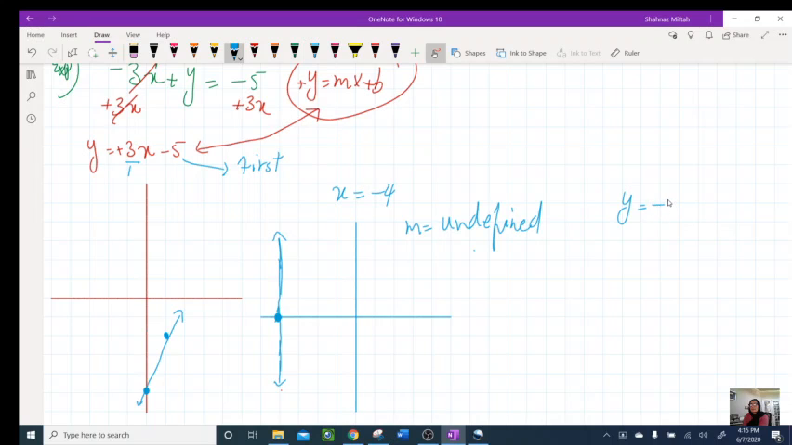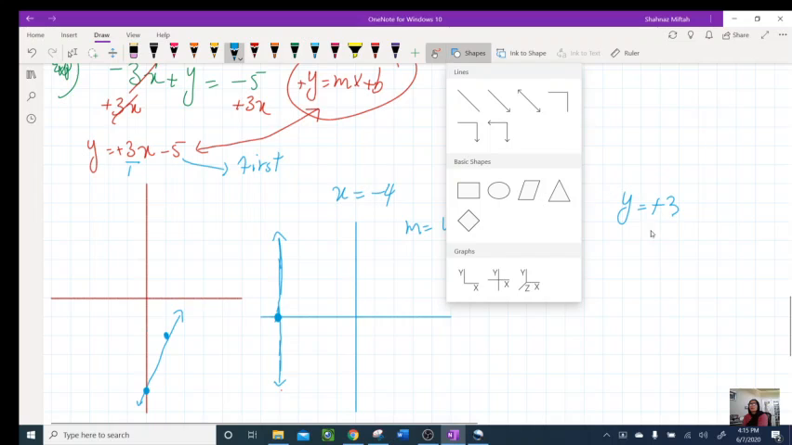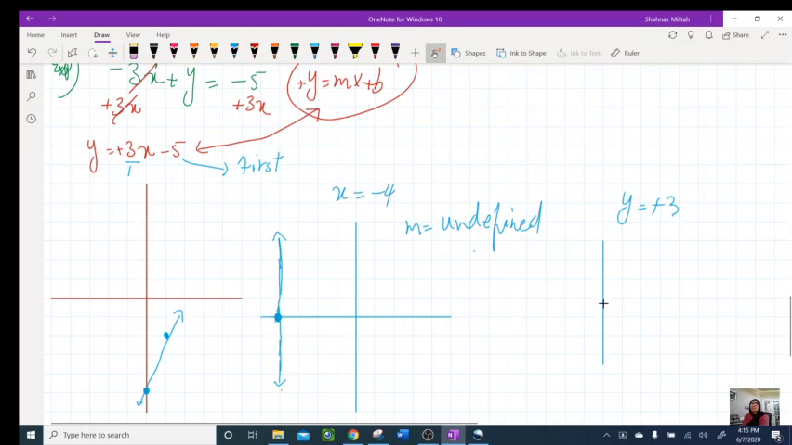For example, y equals positive 3. Okay, so I'm going to make my graph again. And watch this, y equals 3, 1, 2, 3, this is 3, and I will draw a line like this. So the y graph goes horizontal. What is the slope here? 0, always.